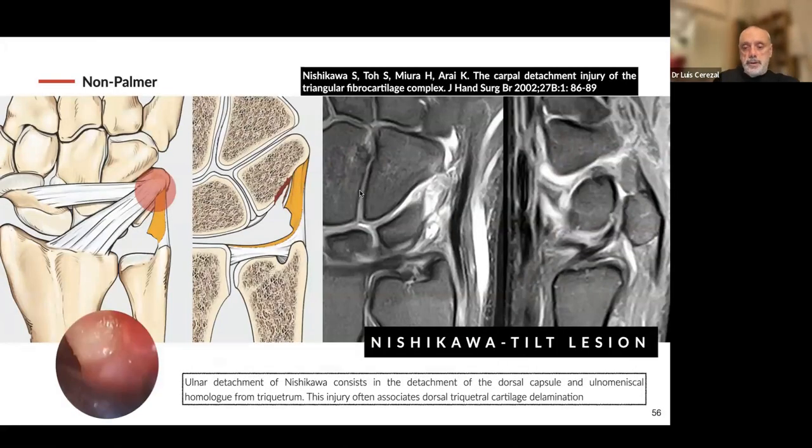Another injury, not as uncommon as the volar detachment, is the Nishikawa injury. Nishikawa describes a detachment of the meniscus homologue and ulnar capsule from the dorsal aspect of the triquetrum, and this is an example of ulnar detachment. So focal synovitis is a very common finding both in MRI and arthroscopy, with the detachment seen on sagittal images from the dorsal aspect of the triquetrum of the ulnomeniscal homologue and capsule. And this is not a very well-known injury for most radiologists, and it's not uncommon.